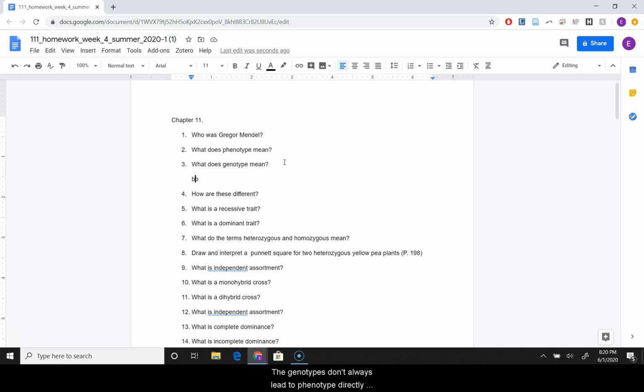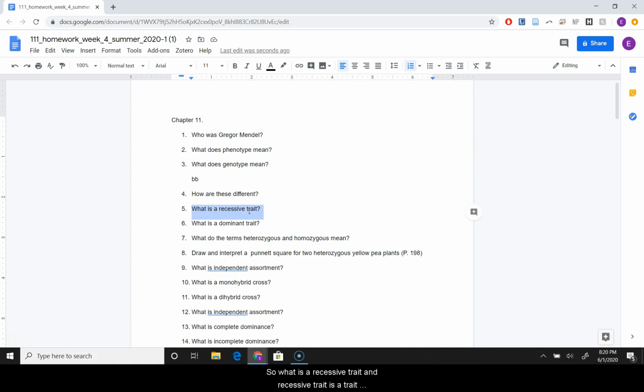Genotypes don't always lead to phenotypes directly. Many times there are environmental factors involved as well. So how are these different? Phenotypes are characteristics, whereas genotypes are genes. And again, genotypes don't always lead directly to phenotypes. Environment can play a role, ecology, lots of things can play a role, but very often they do.